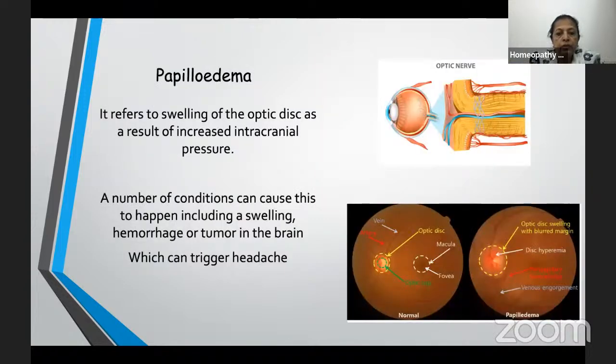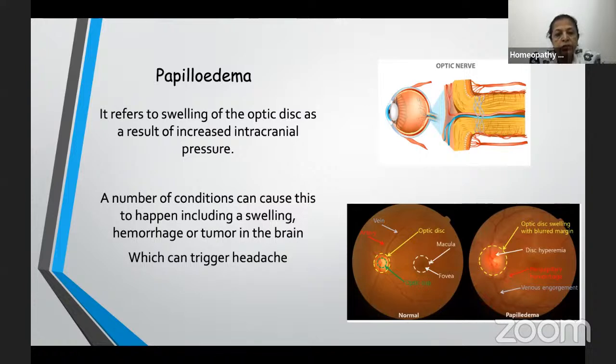In case of papilledema, that is, if intracranial pressure is increased, you will have severe headache and severe nausea, vomiting. You have to go to a neurologist or physician to find out whether there is any intracranial problem.